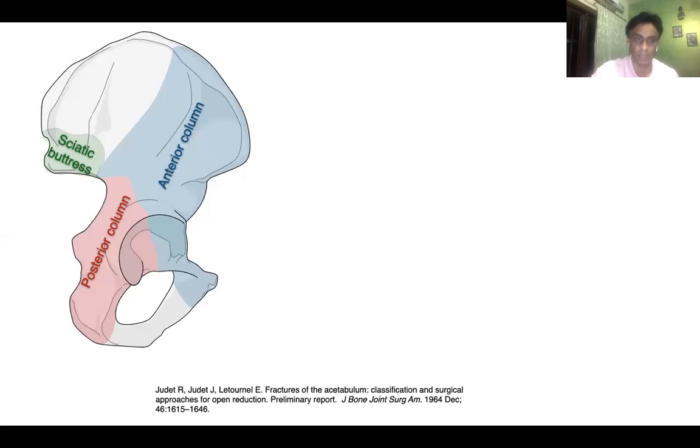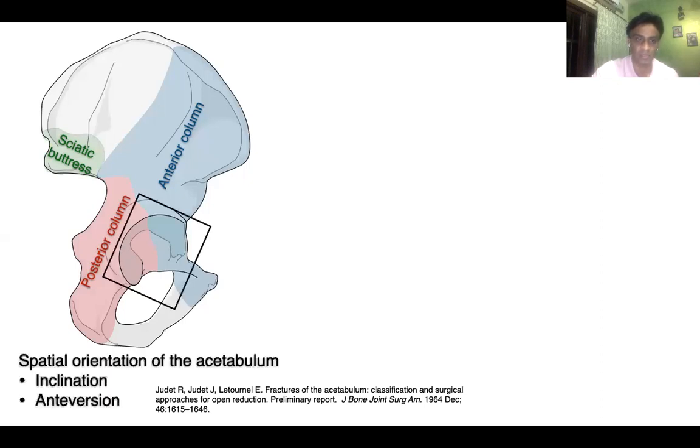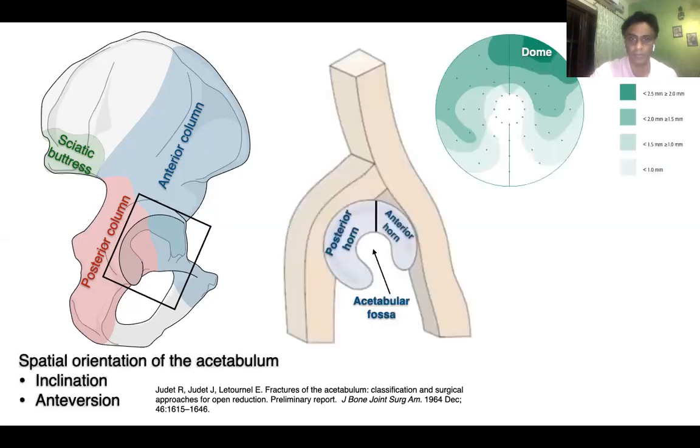The acetabular cavity has a specific spatial orientation with regards to other portions of the pelvis. It is inclined at an angle of 50 degrees with regards to the horizontal plane, and it has an offset anteriorly of 15 to 25 degrees with regards to the sagittal plane, which we call anteversion.